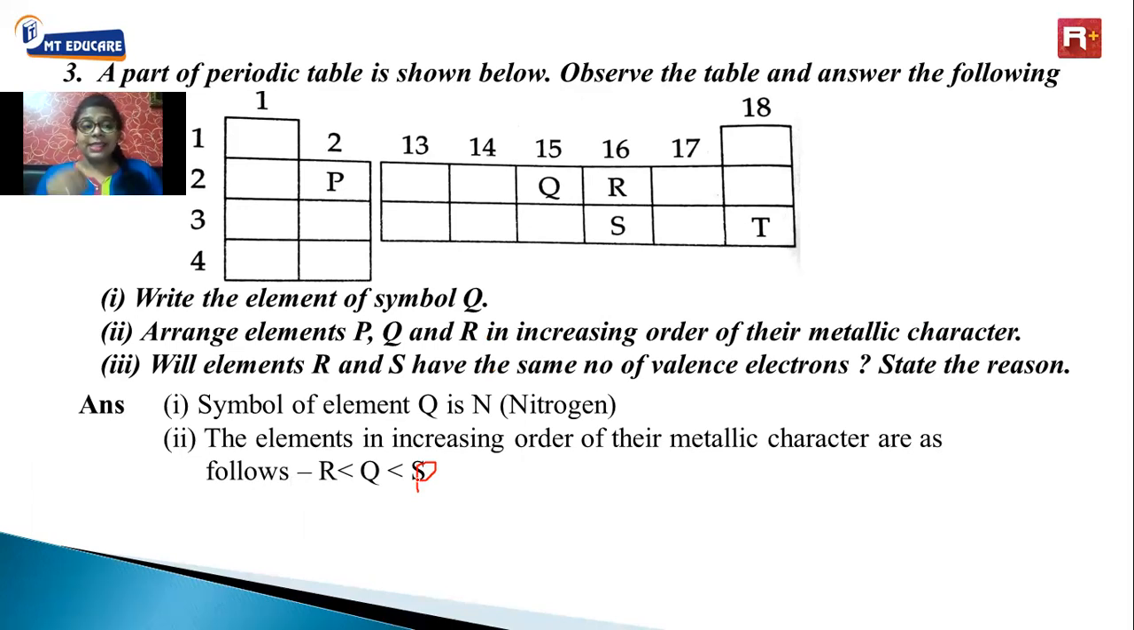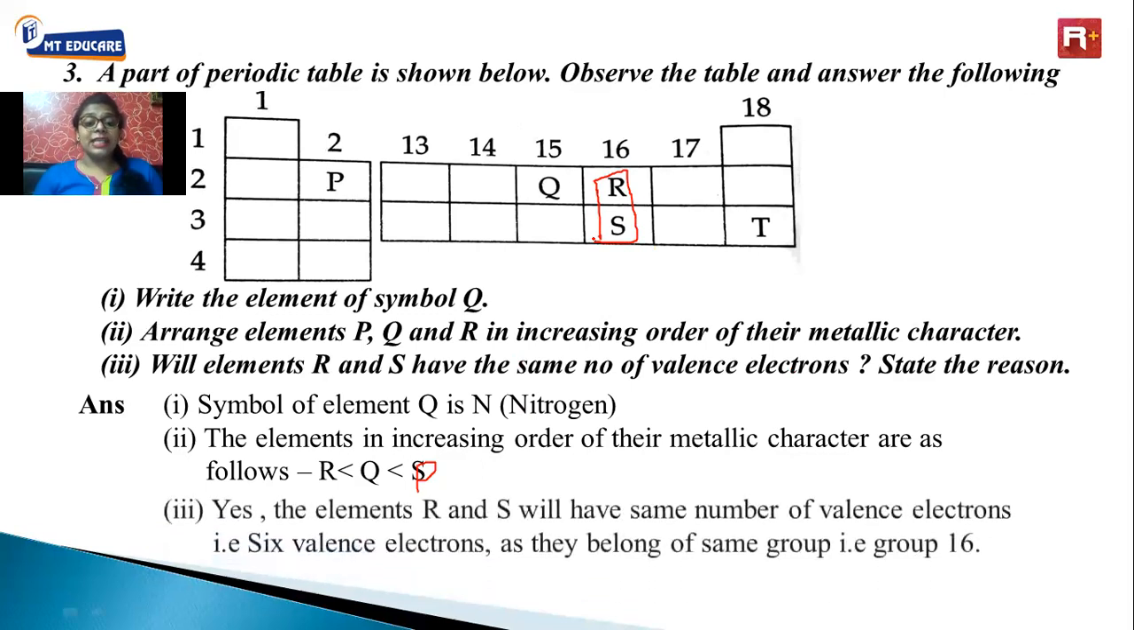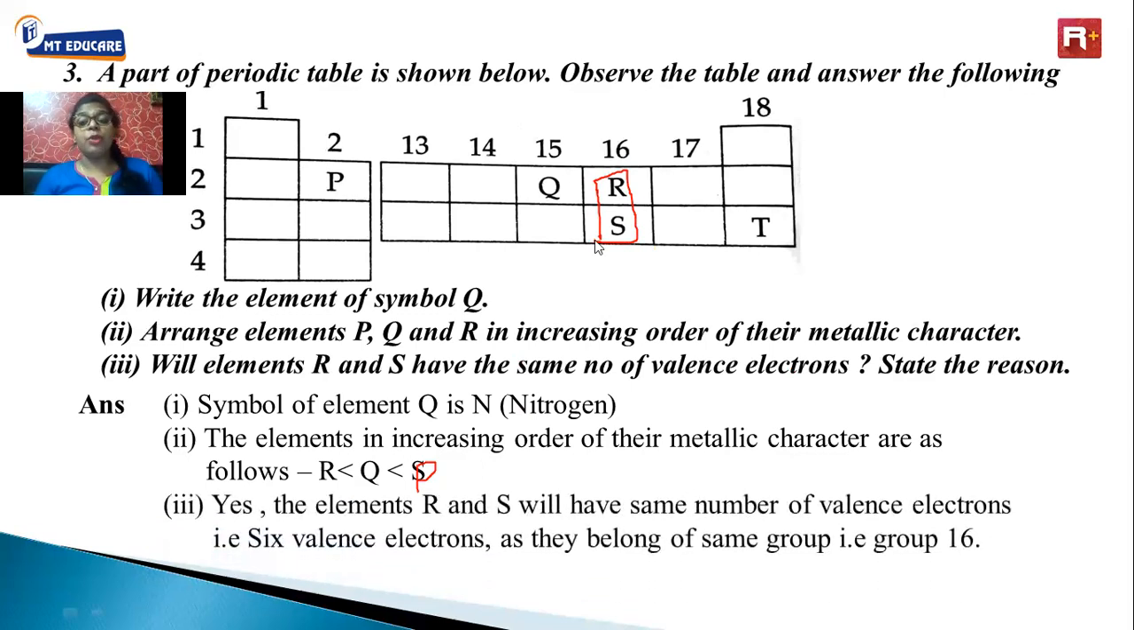Will the elements R and S have the same number of valence electrons? If yes, then state the reason. R and S. Where are R and S? Yes. They belong to the same group. And the elements belonging to the same group will have the same valence electrons. So yes, they will have the same valence electrons. Why? Because they belong to the same group, that is group 16.